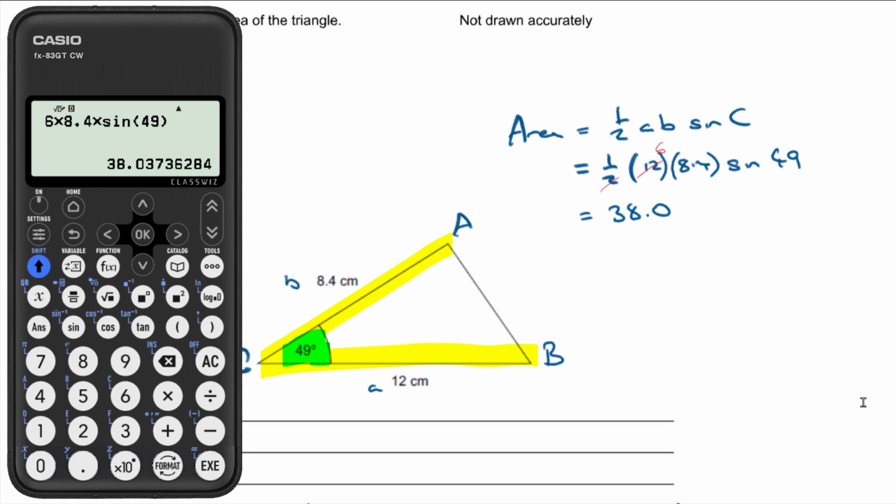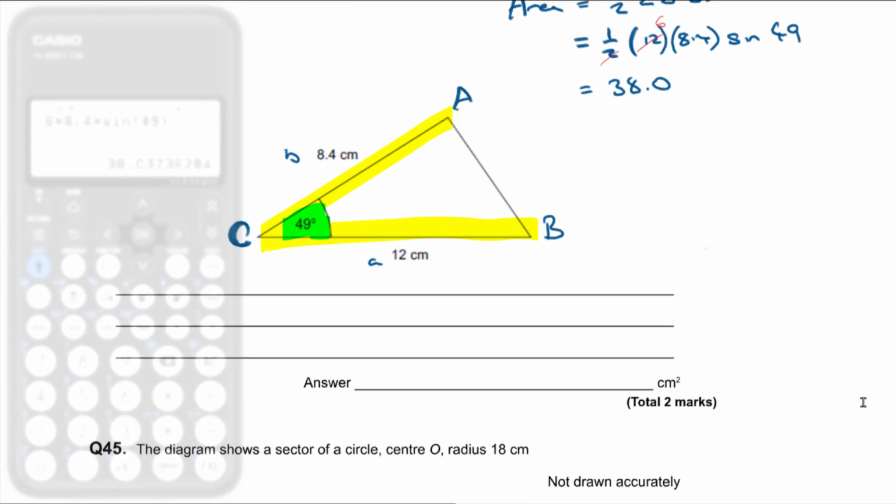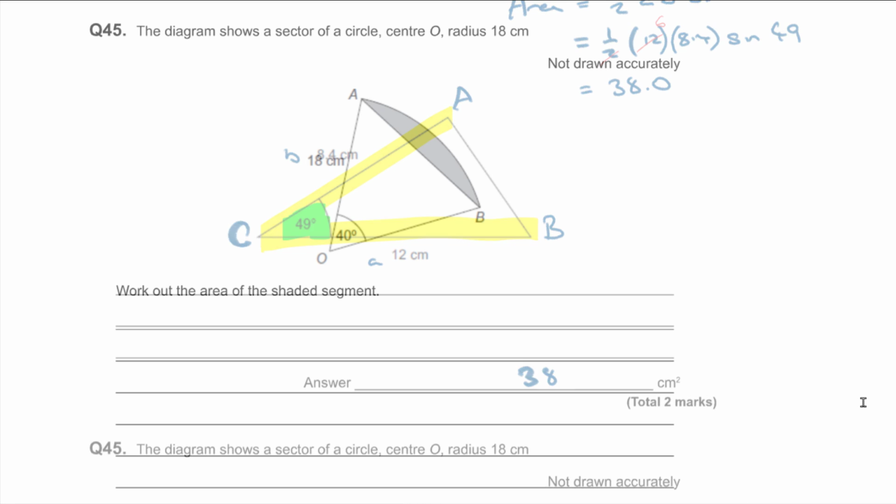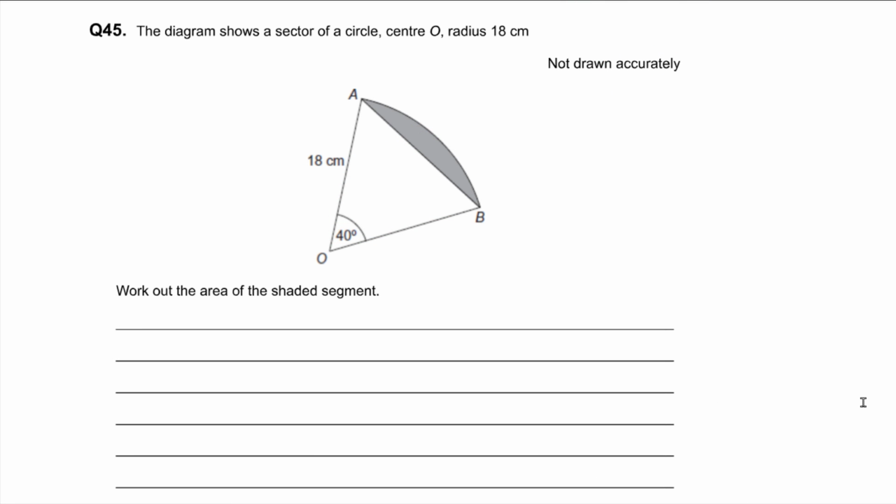Okay, so that's my answer, 38.0 centimeters squared, I guess. Question 45: the diagram shows the sector of a circle, center O, radius 18. Work out the area of the shaded segment.